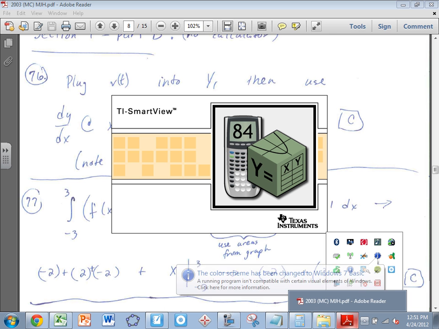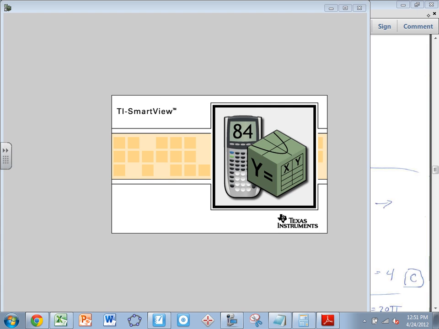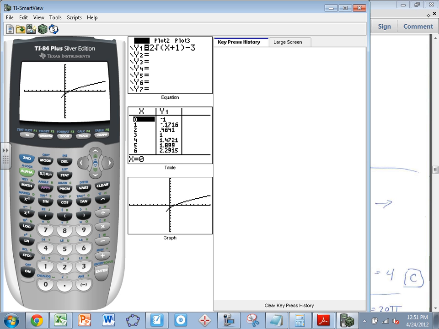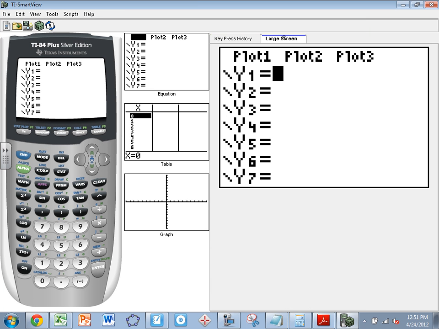Come on, calculate, load. There it is. I'm going to go to my y1. I'm going to clear it. I'm going to go ahead and type in, what's my velocity function here? 3 plus 1.1 equals 0.9.